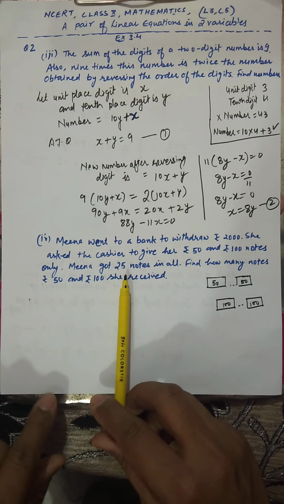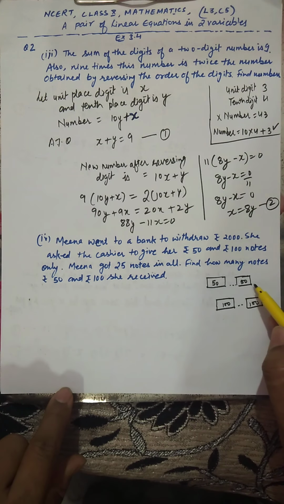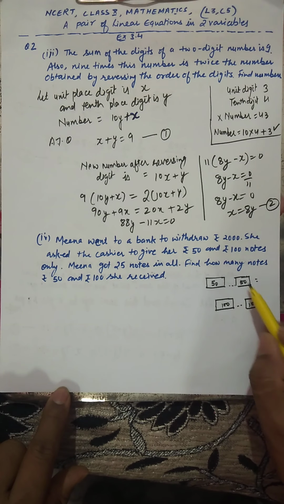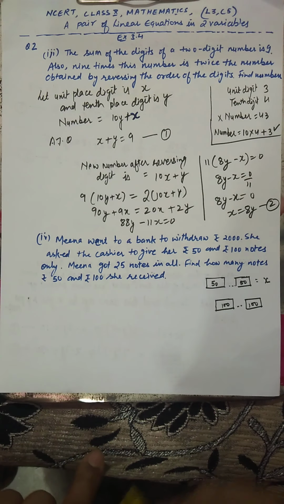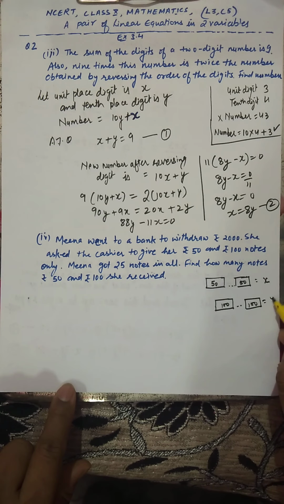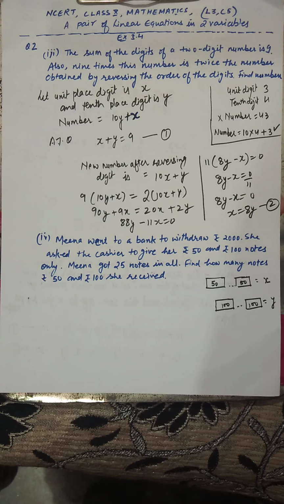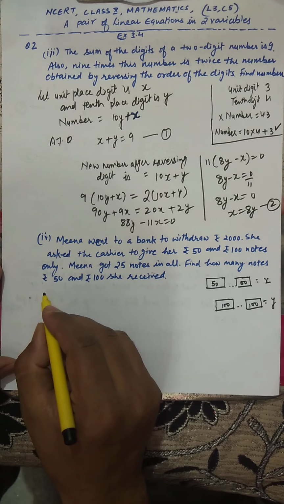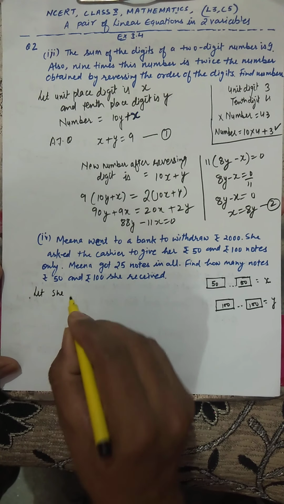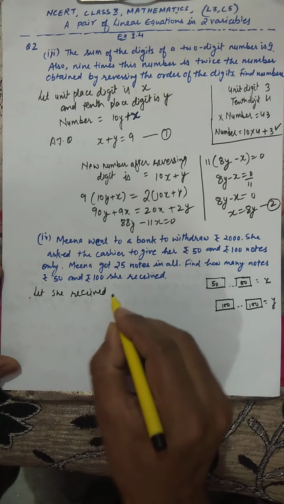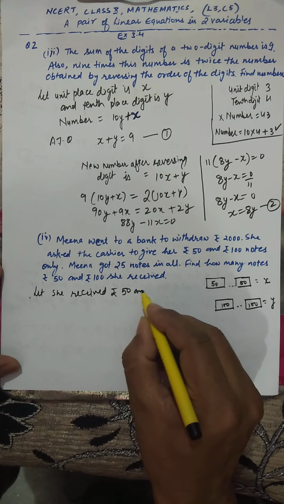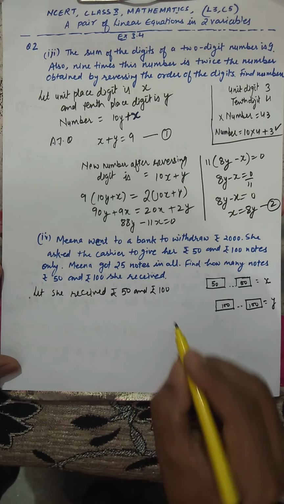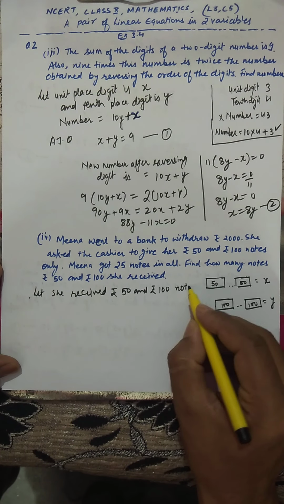Now Meena got 25 notes in all. Do you know how many notes there are of 50? You don't know. So let the number of notes of rupees 50 be x and the number of notes of rupees 100 be y. In total, all the 50 and 100 notes are 25 in number. Find how many notes of rupees 50 and rupees 100 she received. So we assume she received rupees 50 and rupees 100 notes.